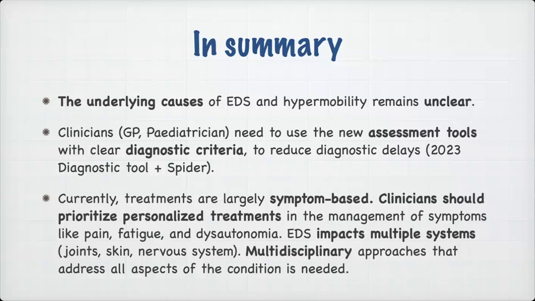Currently, treatments are largely symptom-based. So again, until we have biomarkers, we have to use symptoms. Clinicians should prioritize personalized treatments in the management of symptoms, such as whether your child's primary concern is pain or fatigue or dysautonomia. And don't forget that EDS impacts multiple systems, not just your joints and skin and nervous system. So oftentimes you have to work with a multidisciplinary team, which is, I understand, difficult.